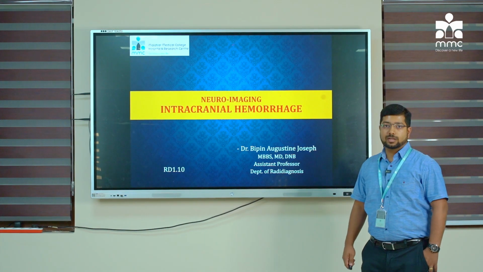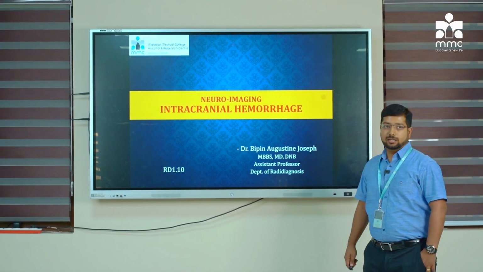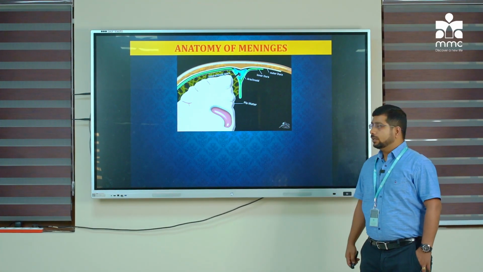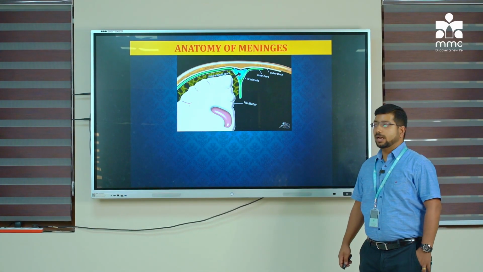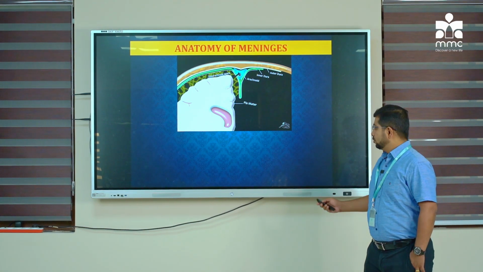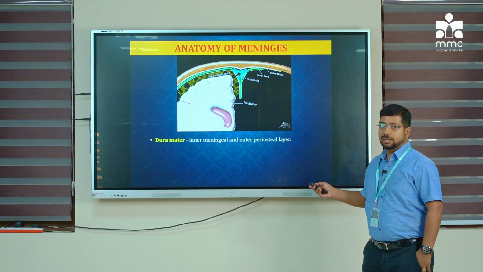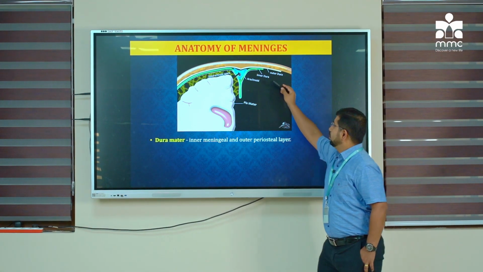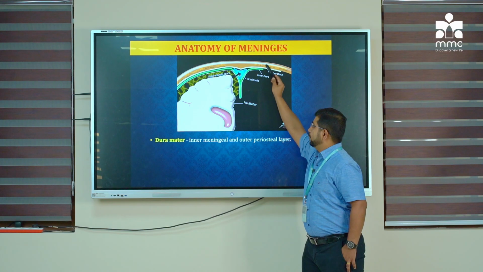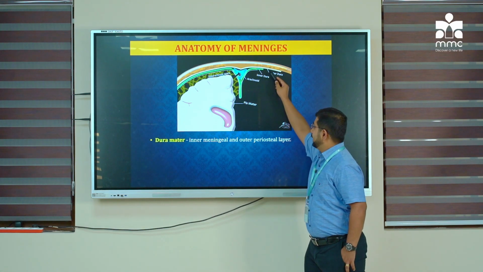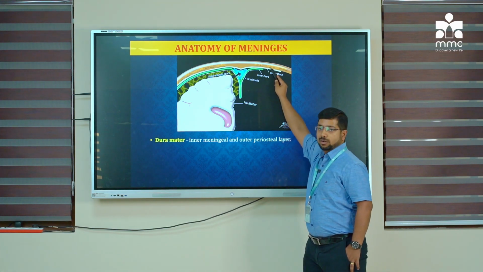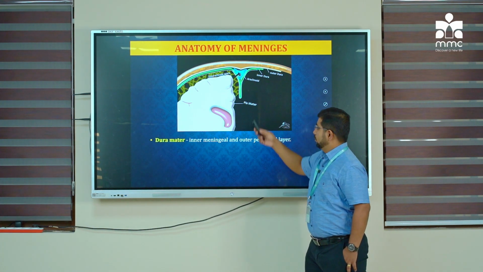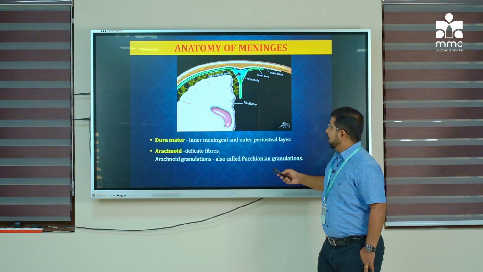Today we'll be looking at imaging of intracranial hemorrhage. Coming to the intracranial hemorrhage, first when we look at the anatomy of the meninges, basically the meninges is divided into three parts. First we have the dura mater, which is the outermost covering of the brain, and it has an outer periosteal layer which attaches to the bone, and an inner meningeal component which is under it. So then we have the arachnoid mater.